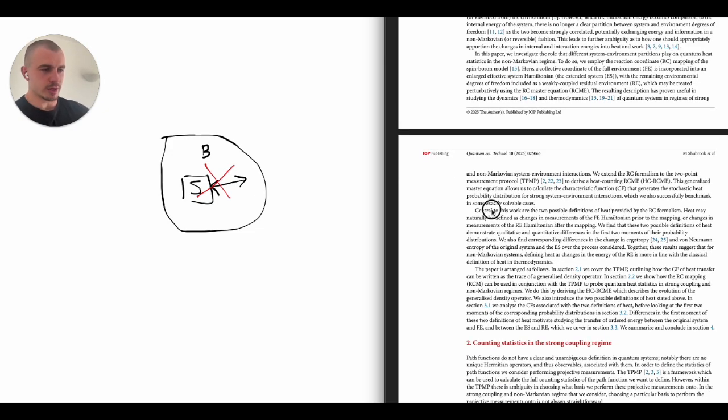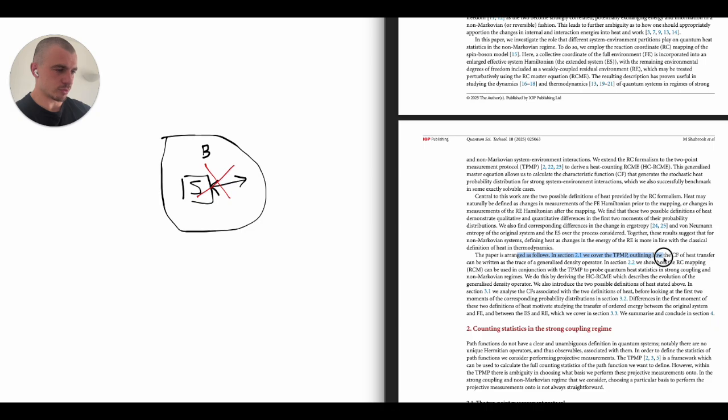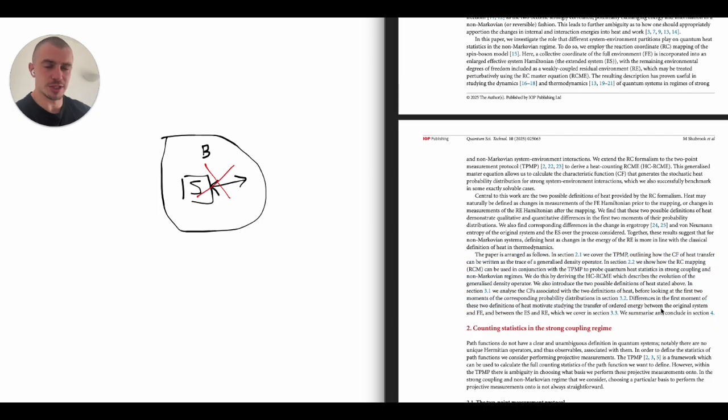So finally, we just talk about the two different definitions of heat, which are just going to be changes in what we call the full environment, which is the environment before we perform the reaction coordinate mapping, and the residual environment, which is the environment after we perform the mapping. Okay, we also then talk about changes in something called ergotropy, which is maximum unitarily extractable work, and changes in von Neumann entropy of the two different definitions of system that we're going to get from using this reaction coordinate mapping. Right, and then finally we just give a brief outline of what's going to be in each section.